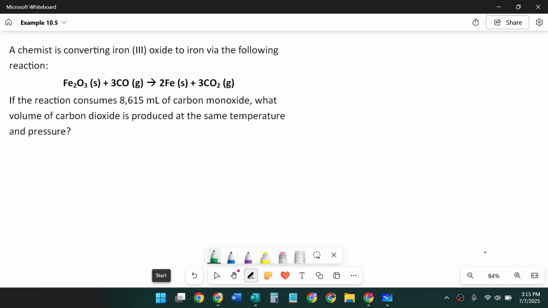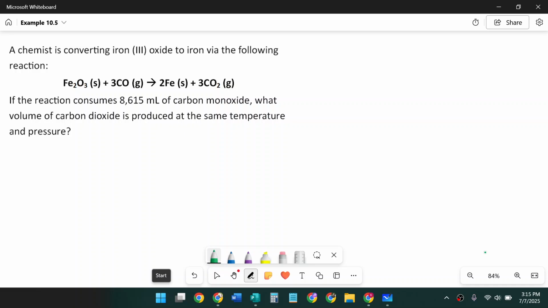and pressure? Now, this might sound a little bit tricky, but if you are doing this right after reading the section of the book that it's in, we just learned that when all the substances of interest are gases, as long as the pressure and temperature remain the same, the chemical equation gives you the relationship between the volumes of those gases. So if we have 1 mole of iron oxide and 3 moles of carbon monoxide, that will yield 2 moles of iron and 3 moles of carbon dioxide.